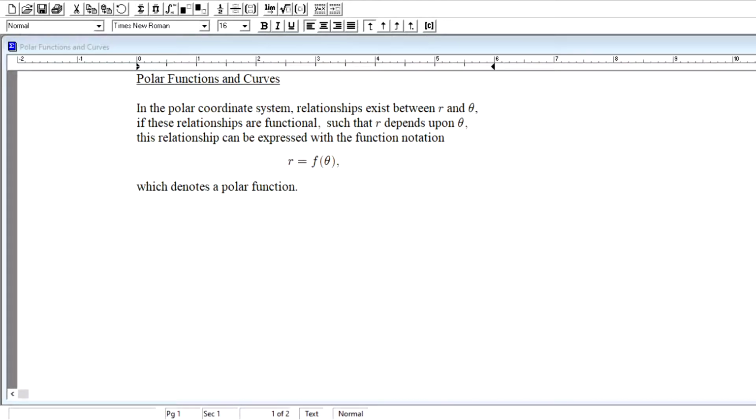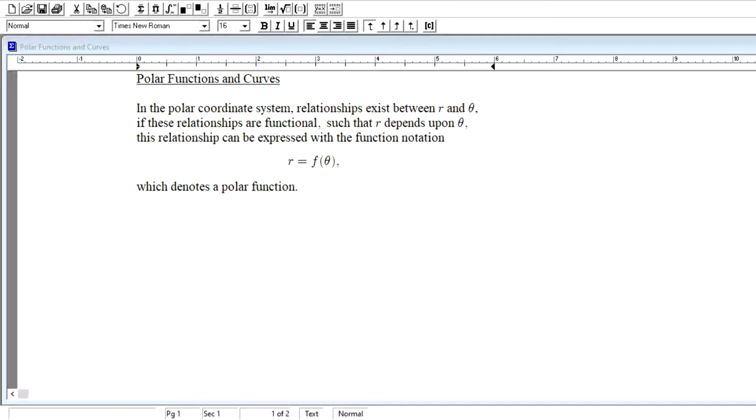All right, Calc 2 folks, back here with the second half of this lecture, introducing the polar coordinate system, where I want to spend a little time on looking at what we call, or defining what we call, the polar function, and what are known as polar curves, folks.